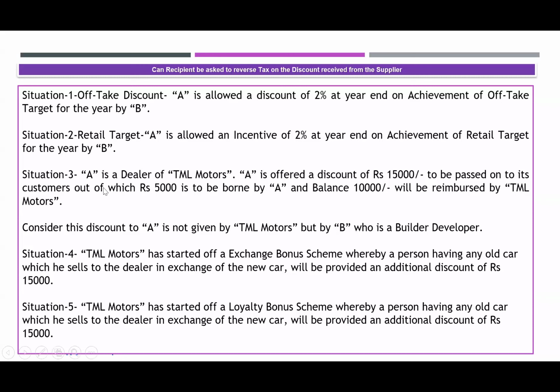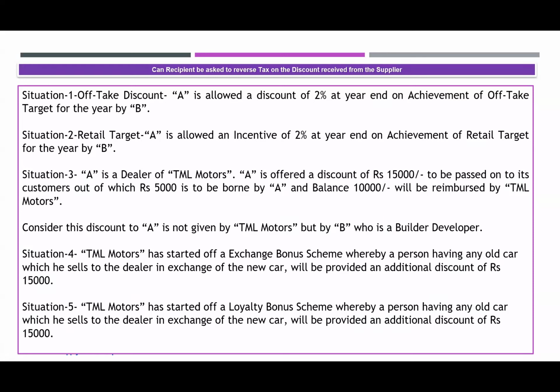In situation 3, A is a dealer of TML Motors. A is offered a discount of 15,000 to be passed on to its customer, out of which rupees 5,000 is to be borne by A, and the balance 10,000 will be reimbursed by TML Motors. Now, in this case, supposedly there is a vehicle of 5 lakh rupees. TML Motors asked A to sell the vehicle at 4,85,000 rupees to the customer. Out of that 15,000, 10,000 is being reimbursed by TML Motors to A.